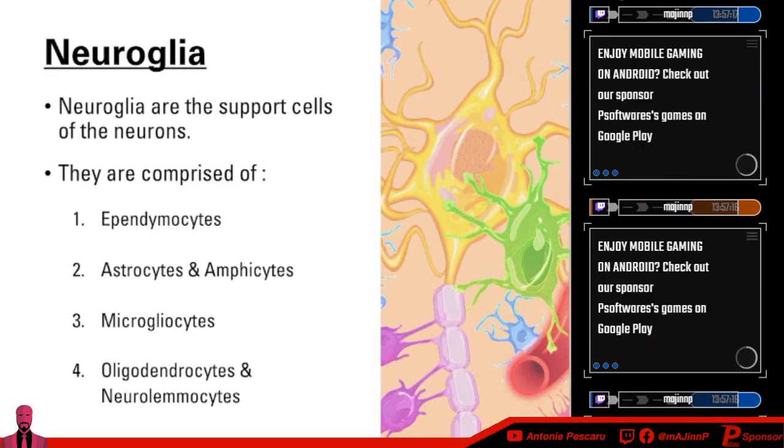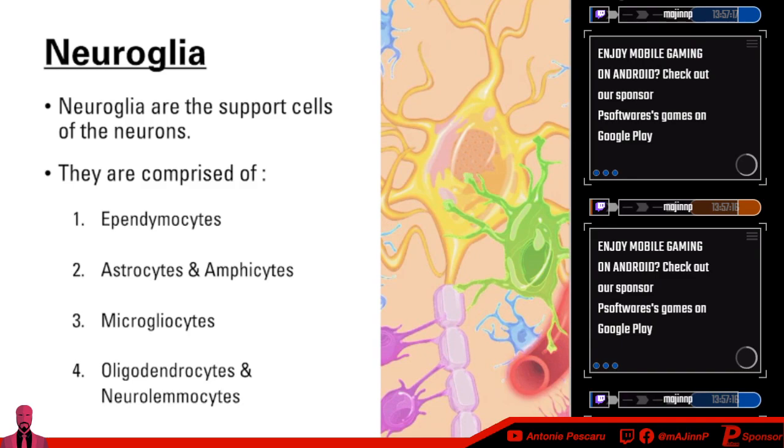First of all, we're going to start talking about the neuroglia. We have about 4 types of them to cover, technically 6, but 2 of them, the astrocytes and amphicytes, number 2 and number 4, practically do the same thing, even though they're 2 very distinct types of cells. But they do the exact same thing, so we kind of regroup them as the same type.